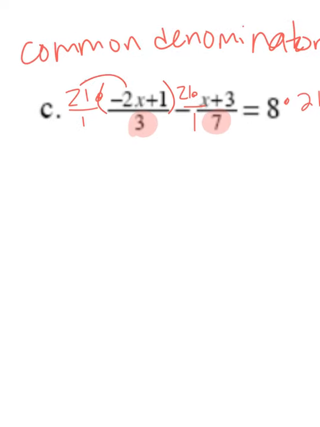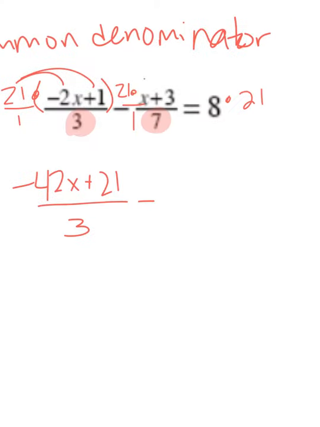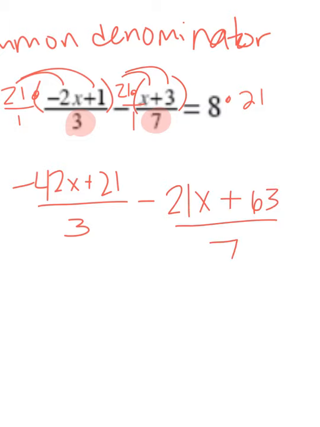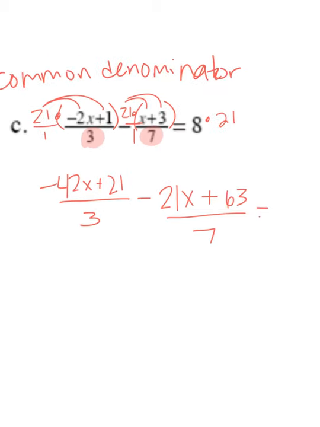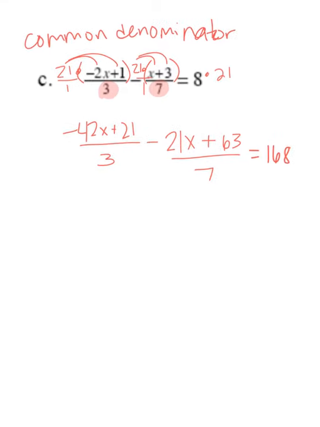So if we multiply that through, we would get negative 42x plus 21 all over 3 minus 21x plus 63 all over 7 equals 168. That doesn't look like it helped us to multiply by 21. However, now these fractions can be reduced.